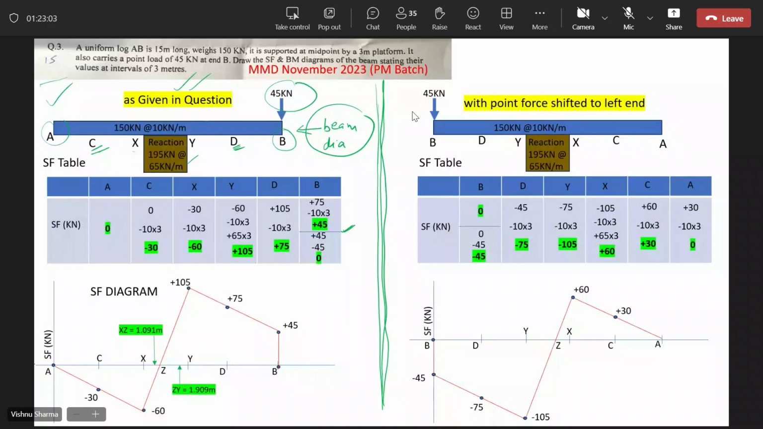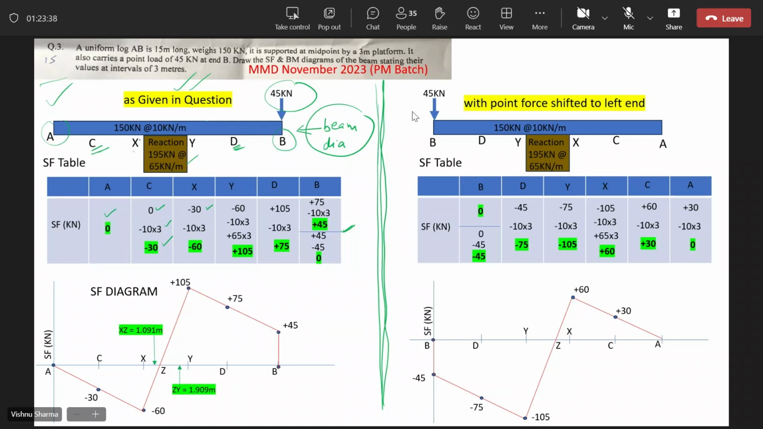Now let's together start from left. At A, the shearing force is 0. Does everybody agree? Yes or no? Yes, sir. We carry forward 0. Look at the beam diagram. What is the change from A to C? It is the weight of 3 meters of the beam. That means minus 30. At C, the shearing force becomes minus 30. Am I right? Correct? Yes, sir. Then we carry forward minus 30.